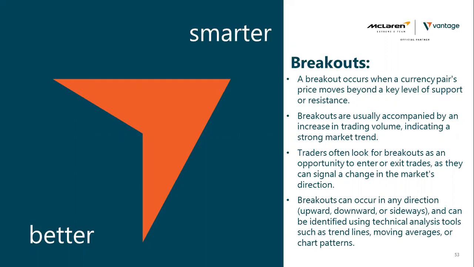And we know that when price is stuck within a support and resistance for a while, that's what you call a range. So what we are looking for is when price breaks out of that range, that's what we call a breakout, okay? When price comes out of that range, that's what we call a breakout. So a breakout occurs when a currency pair's price moves beyond a certain key support or resistance level. Breakouts are usually accompanied by an increase in trading volume, indicating a strong market trend.